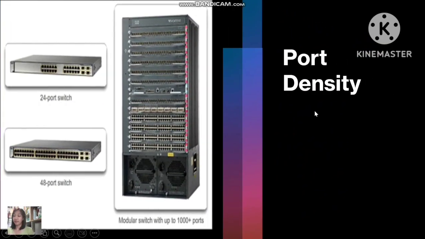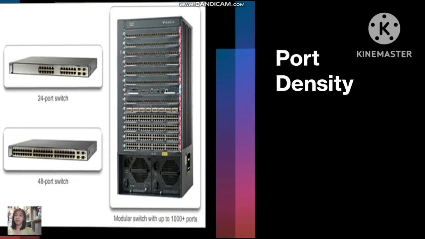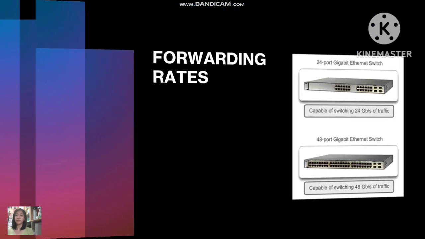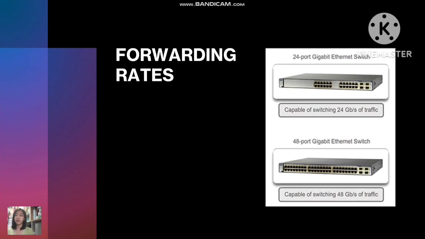Now we have the port density. Port density is the number of ports available on a single switch. High port density switches allow better use of space and power. Next, we have the forwarding rates. Forwarding rates define the processing capabilities of a switch by rating how much data the switch can process per second. Product lines are classified by forwarding rates.